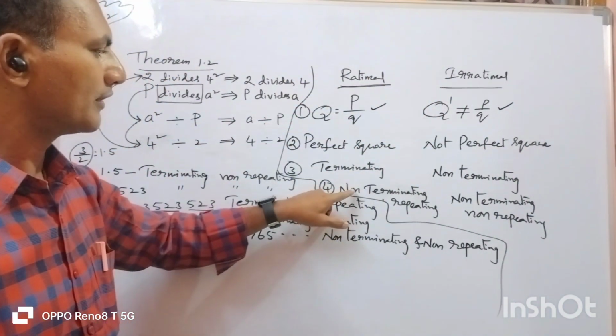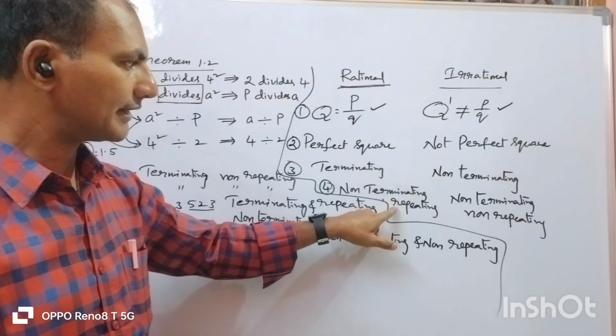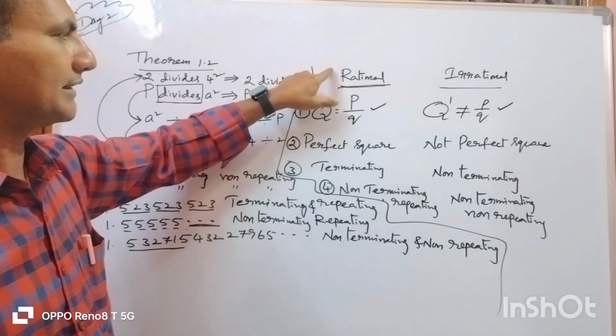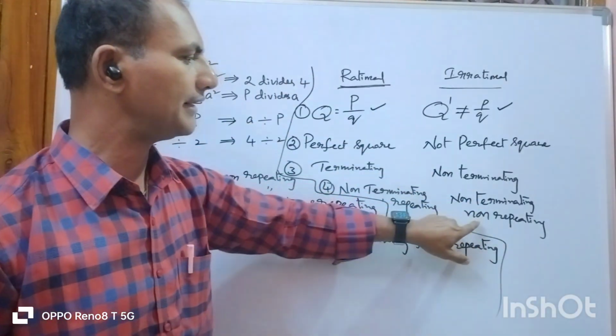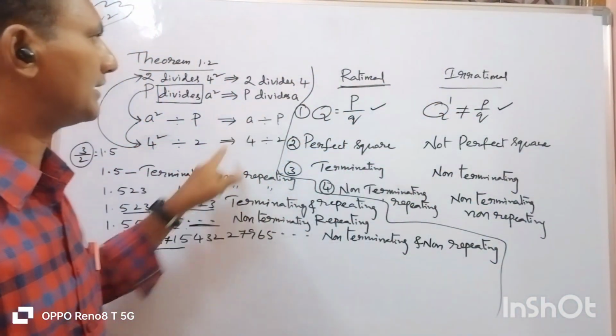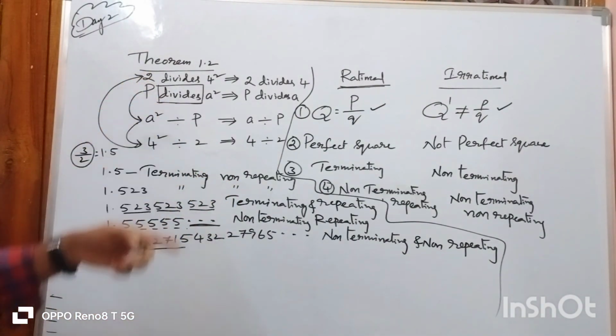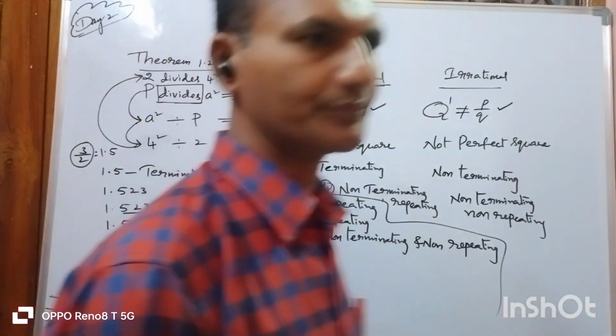And one more, non-terminating repeating means that is rational. Non-terminating, non-repeating is irrational. These are the rational and irrational. And one more, that theorem.